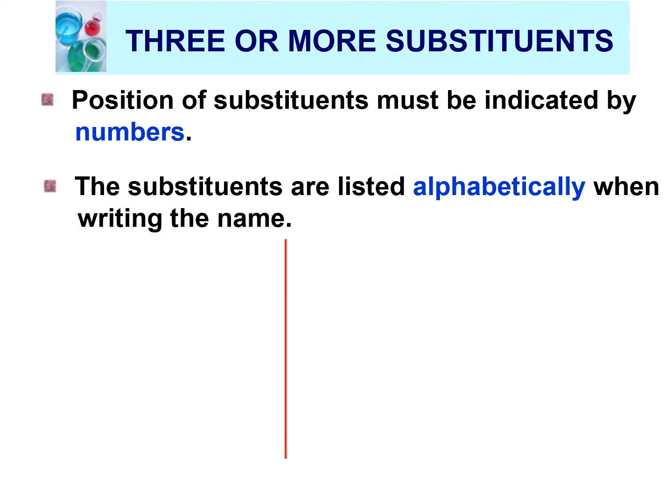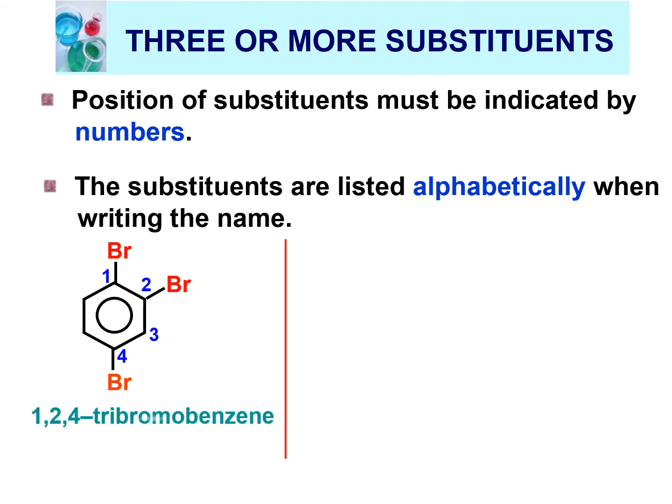For benzene with 3 or more substituents, the positions of substituents must be indicated by numbers. The substituents are listed alphabetically when writing the name. As an example, we have 3 bromines attached to this benzene. Bromine is located at carbon 1, 2, and 4 of benzene. So the name of this compound is 1,2,4-tribromobenzene.